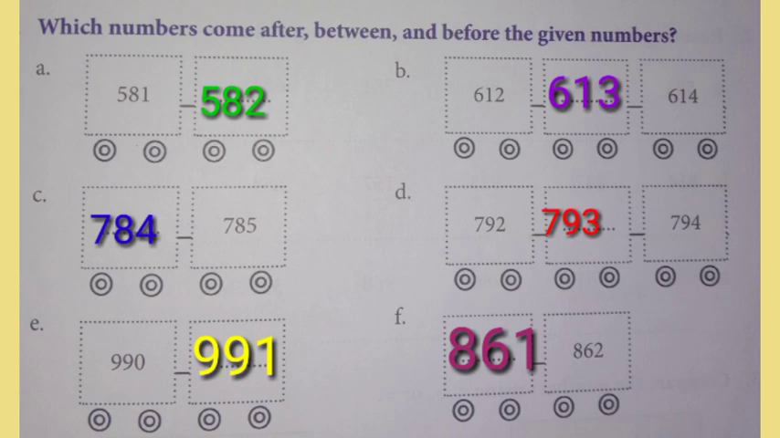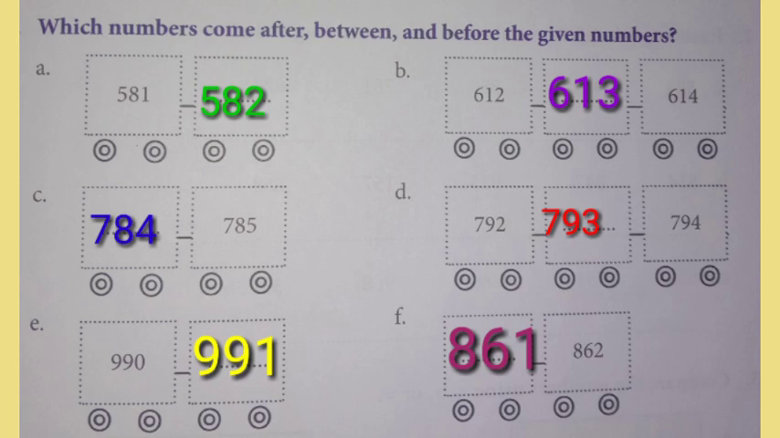Which numbers come after, between and before the given numbers? Bit A, 581. The number that comes after 581 is 582. Bit B, 612 and 614. The number that comes in between the given numbers 612 and 614 is 613. Bit C, the given number is 785. The number that comes before the given number 785 is 784.